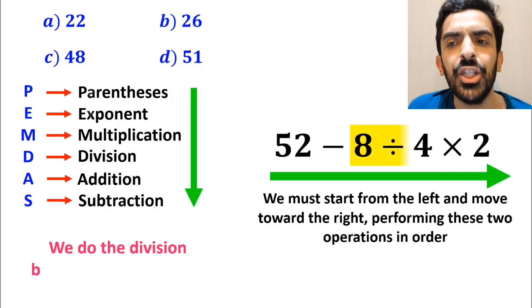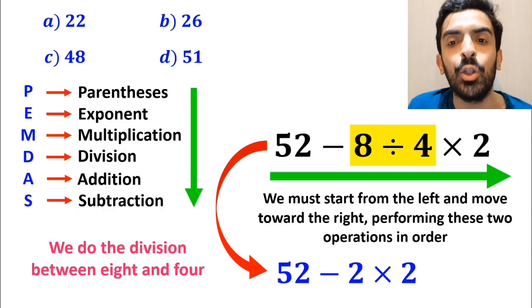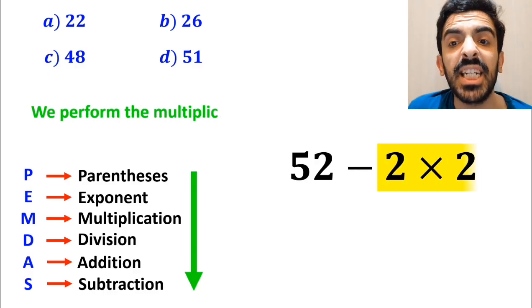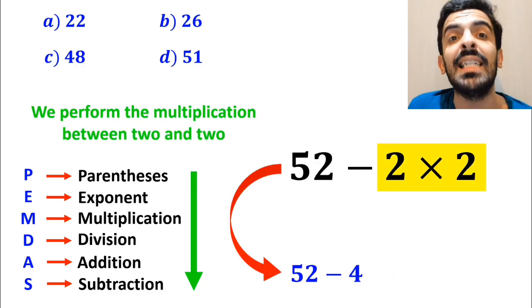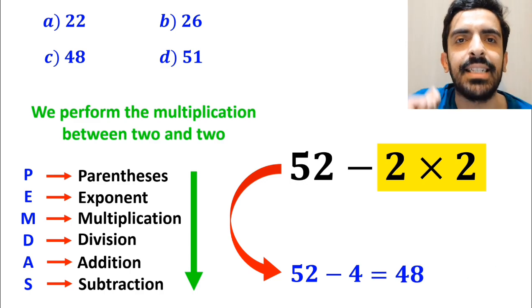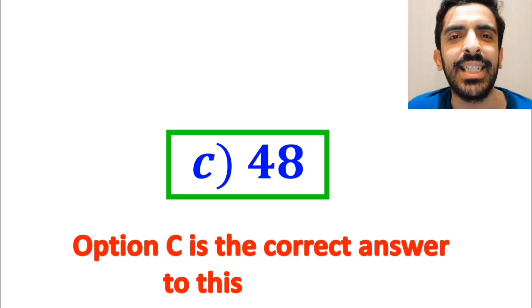So, first we do the division between 8 and 4, and this expression simplifies to 52 minus 2, then times 2. And the final step, we perform the multiplication between 2 and 2, which simplifies this expression to 52 minus 4. And finally, the value of this expression will be 48. Therefore, option C is the correct answer to this question.